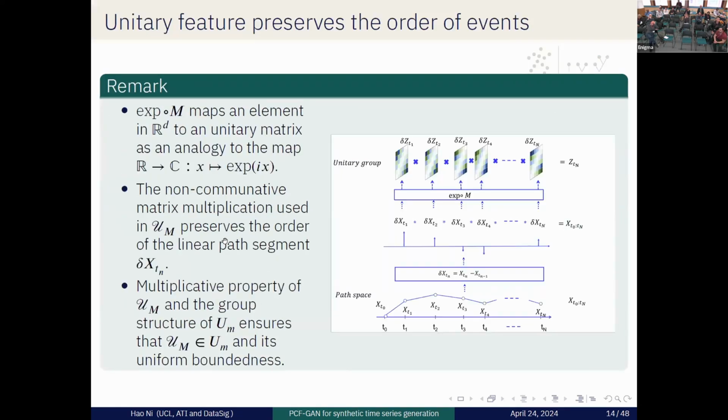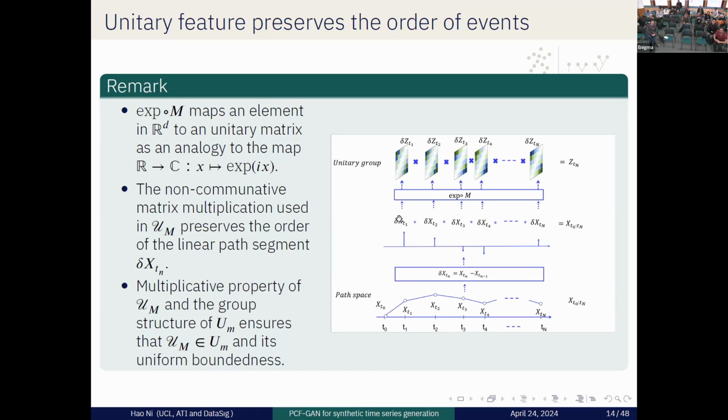In the following, I would like to provide you with some intuition why the unitary feature can capture the essential information of the sequential order of the events inherent in the time series. If we start from a piecewise linear path, the unitary feature of this path can be regarded as calculated in this way. We first take the difference to get the linear segment increment at each time t, so delta x_t.